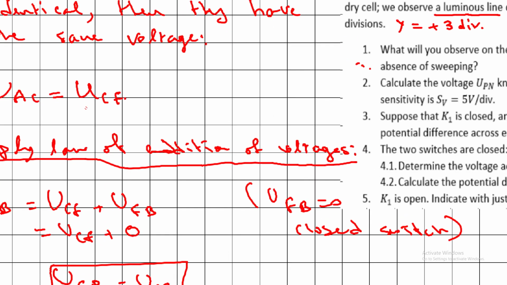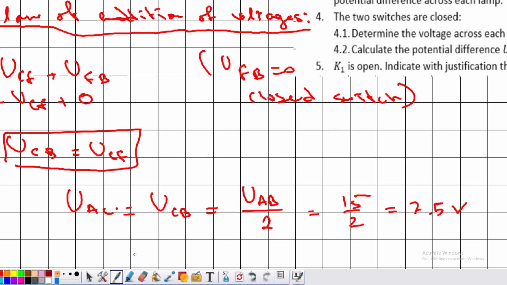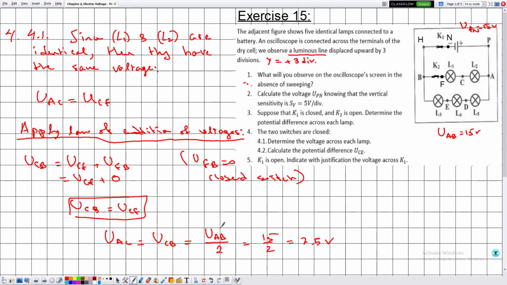So why have I replaced UCF by UCB? Because we know the voltage UAB, and in order to apply this rule here, we need to eliminate this point. If we had UCF here, then it would be given by UAF, but in this case we have UAB and not UAF. So in this case we have that UAC is equal to 7.5 volts and UCB is equal to 7.5 volts.